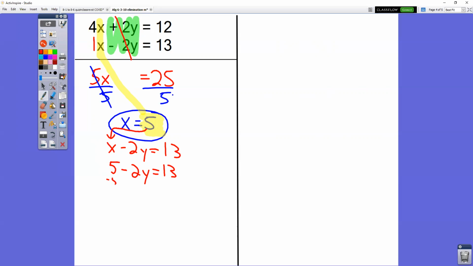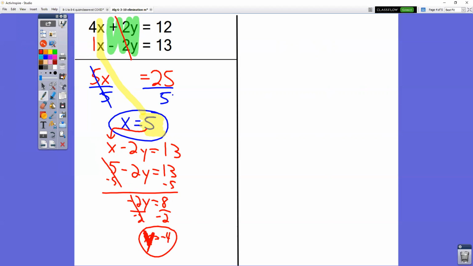Solving that equation, I'm going to do minus 5, minus 5. So I get negative 2y equals 8. Divide by negative 2, divide by negative 2. And we get y equals negative 4 as our answer.